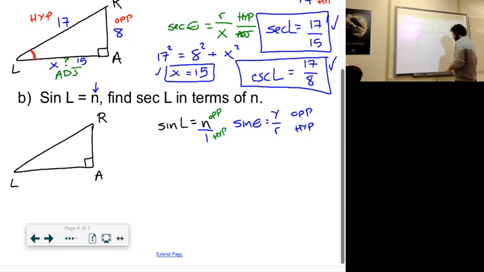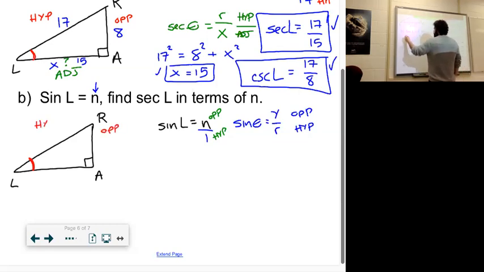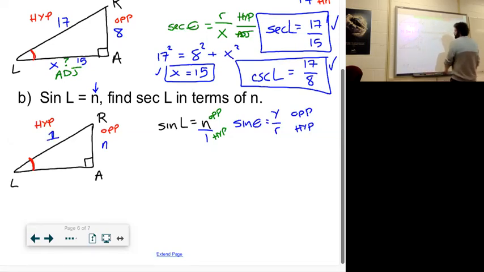And I'm going to now move over to the diagram and start labeling my diagram. So everything's with respect to angle L. The opposite is here. My hypotenuse is here. So I can now label my opposite side length as n and my hypotenuse as 1. I need to find the secant of L. That's our goal, right? So the secant of L is what we're looking for.